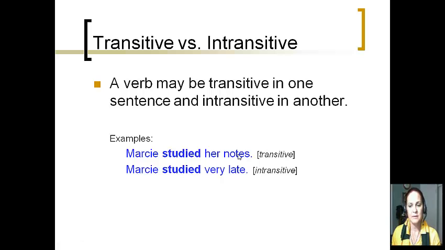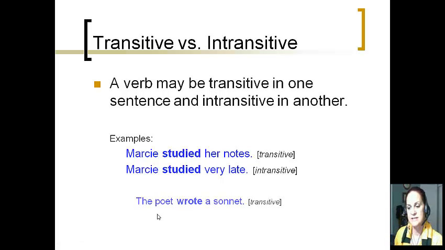My second one: Marcy studied very late. My subject is still Marcy. My verb is still studied. But studied, what does the action pass to? Nothing. It bounces back to Marcy. So this one would be intransitive.